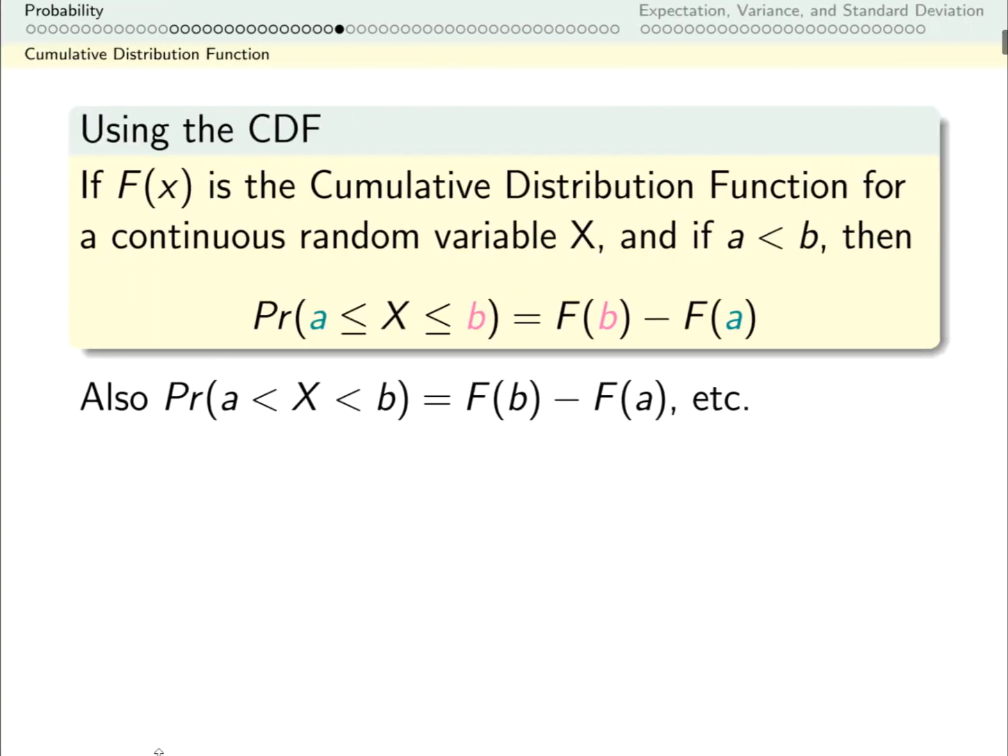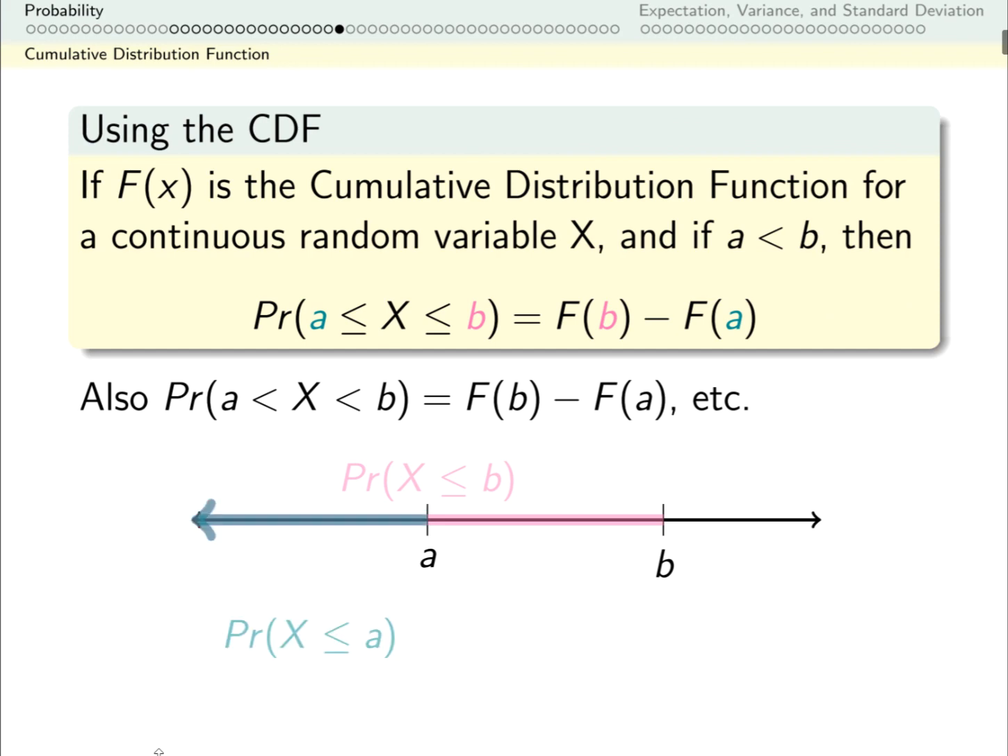So to generalize that example, if I know the cumulative distribution function of a random variable, and I want to know the probability of being in a particular range, I just take the probability of being less than the top minus the probability of being less than the bottom. And the reason that works is F of b captures all of the pink events, F of a captures all of the blue events, so when I subtract, I get these events between a and b.